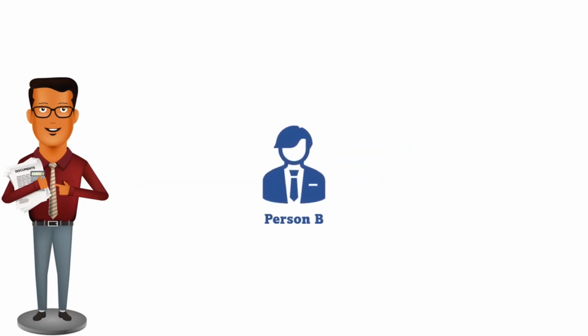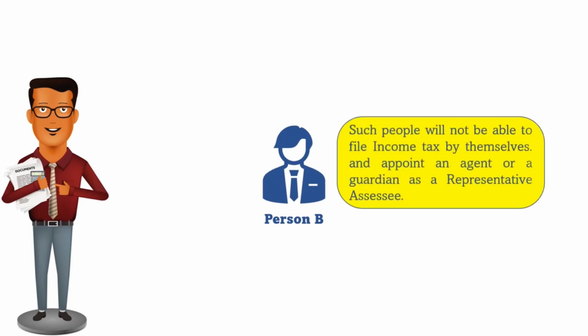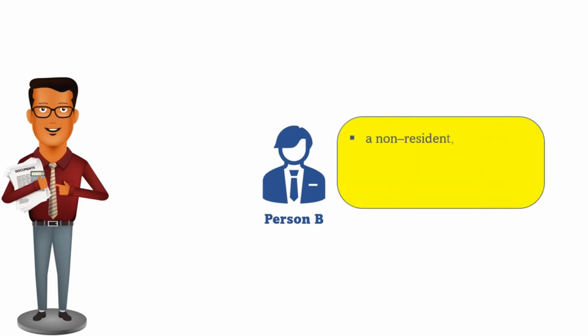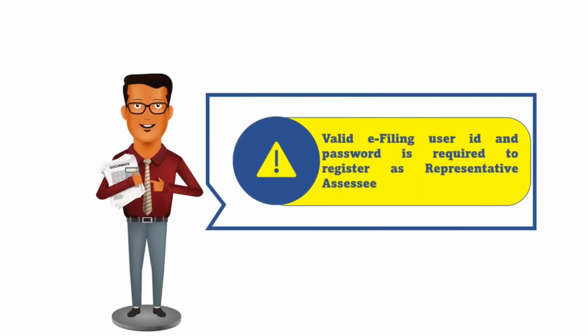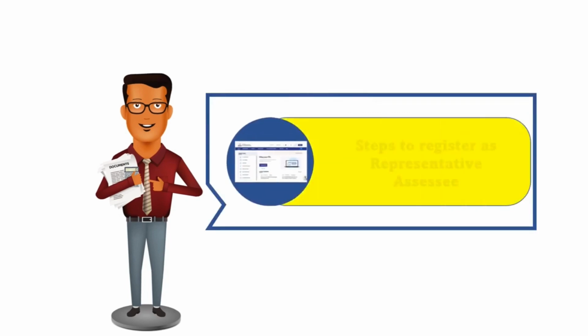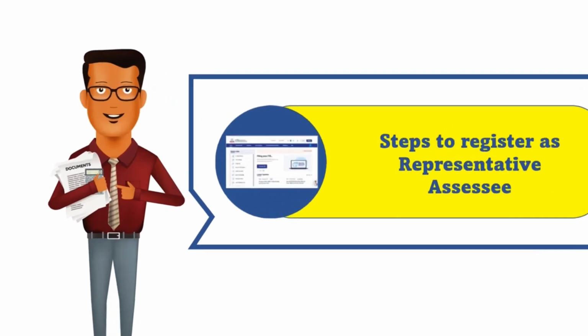Such legal representatives come into picture when the person who is liable to pay taxes is not able to file income tax by themselves. Such can be situations in case of a non-resident, minor, lunatic, or any other reason. In order to register as a representative assessee, you are required to have your own user ID and password on the e-filing portal. Let us now look at step by step how do we register as representative assessee on the e-filing portal.